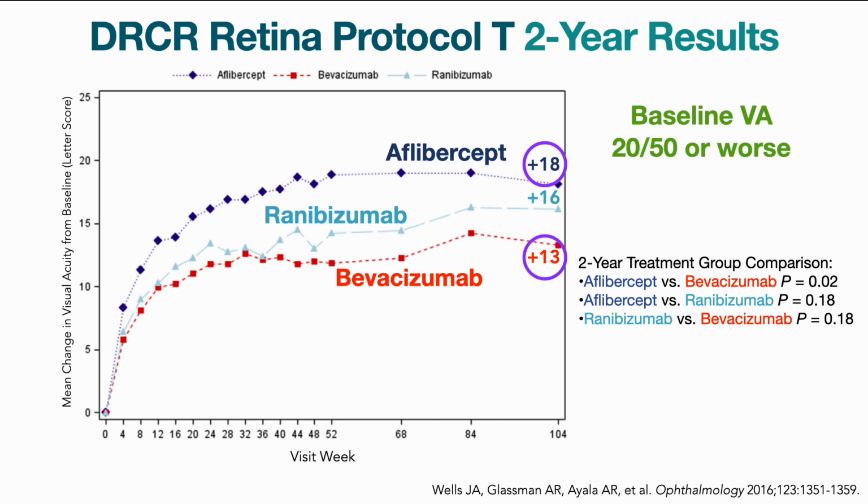Did I say we weren't going to talk about AC? We're going to talk about AC. So aflibercept and bevacizumab, there's a difference. Aflibercept and ranibizumab, not a big difference. But then look at the very beginning. Everybody got better. Everybody got 6, 7, 8 letters of vision those first few months.